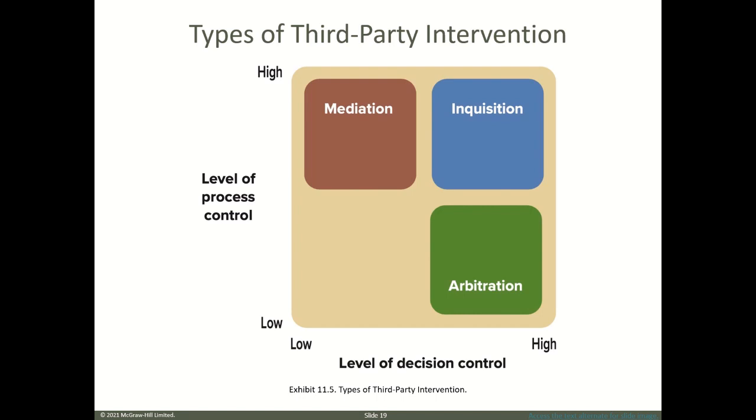Then mediation, or mediators. Mediators have high control over the intervention process, right? High control over the intervention process, but little to no control over the conflict resolution decision. When there is little or no control, then mediation is required.